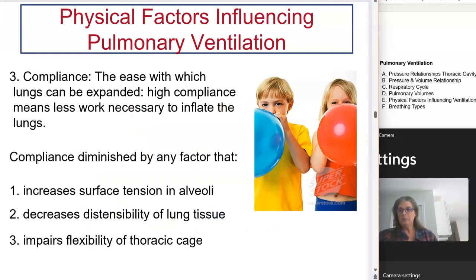There's something called compliance. Compliance is how easily they open. So our lungs are very compliant. They can open and expand pretty easily. I put this picture in here of the balloons because if you've ever blown up a balloon, at first it's really, really hard. But once you've done it a few times, once you've had a few breaths, it opens a lot easier.